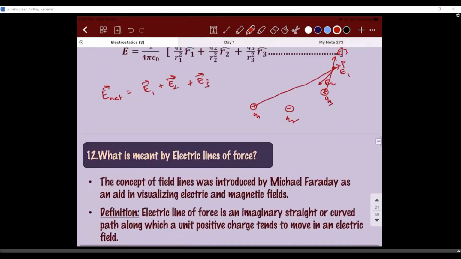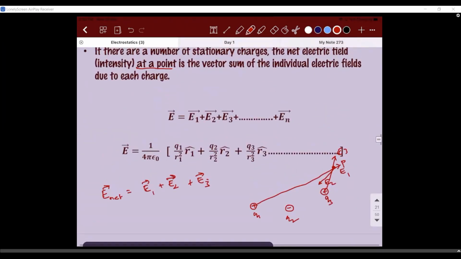So then, it is dependent, because it depends on distance r. Electric field intensity is what is electric field? Electric field doesn't have a formula. That's what I told you here.